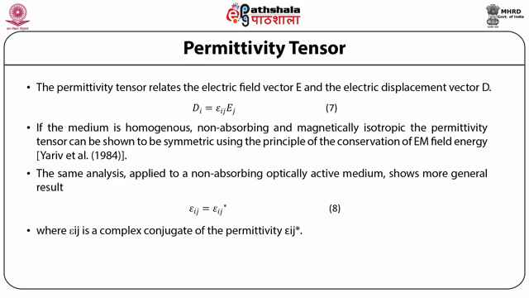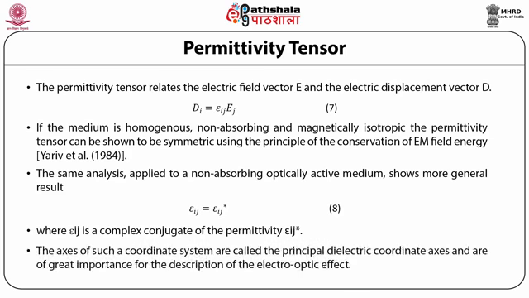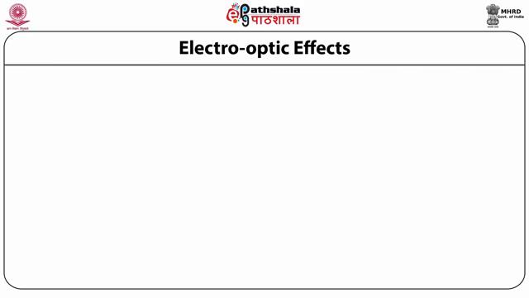So the symmetrical property of the permittivity tensor makes it possible to find a coordinate system in which the tensor has only its diagonal elements. The axes of such a coordinate system are called the principal dielectric coordinate axes and are of great importance for the description of the electro-optic effect. So students, let us now discuss the theory of the electro-optic effect.